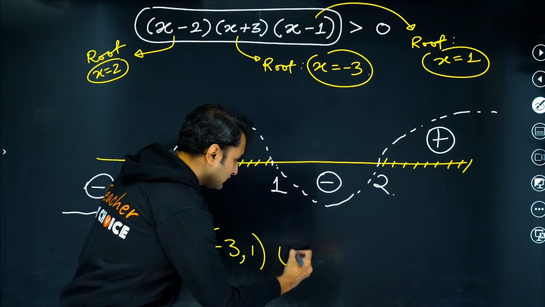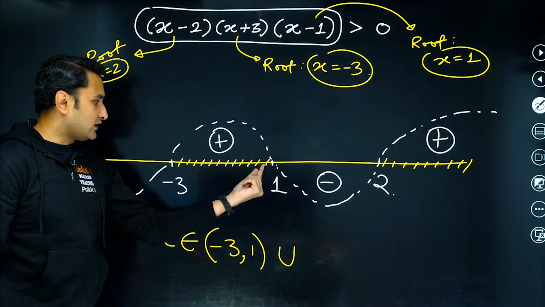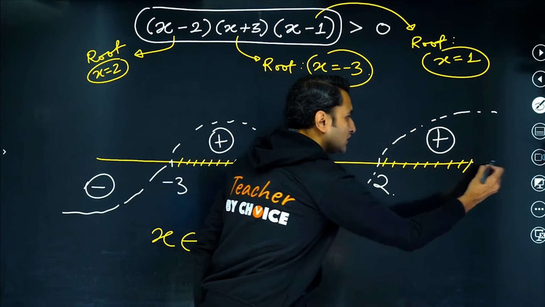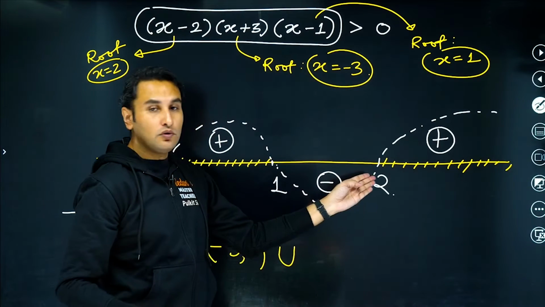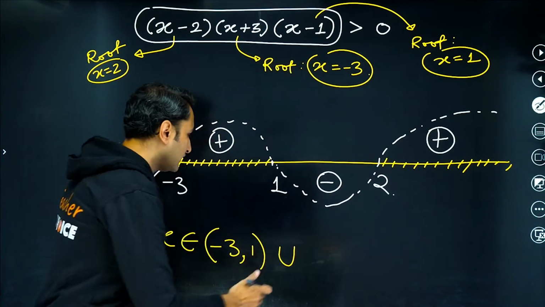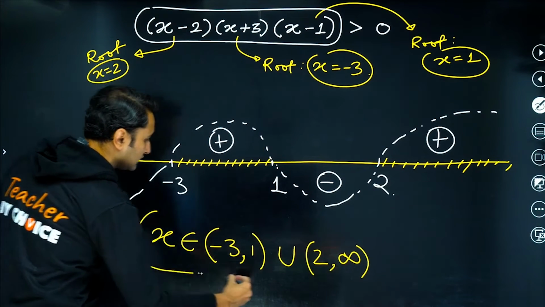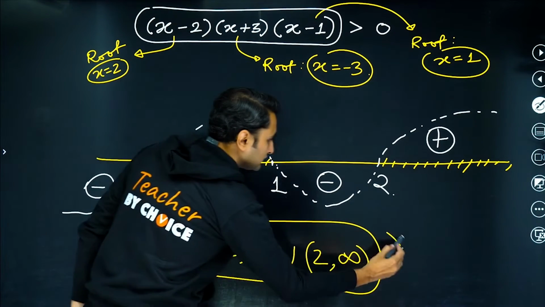or either x lies in this portion or x lies in this portion. Bachcho, what is this portion? This portion is from 2 going till infinity. From 2 going till infinity. This is the answer.